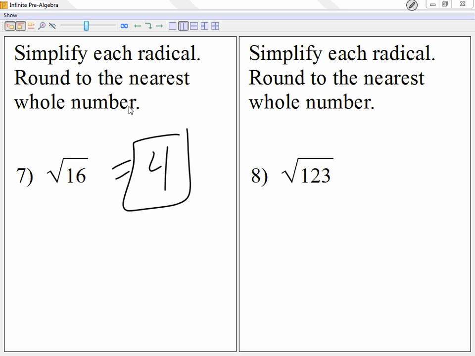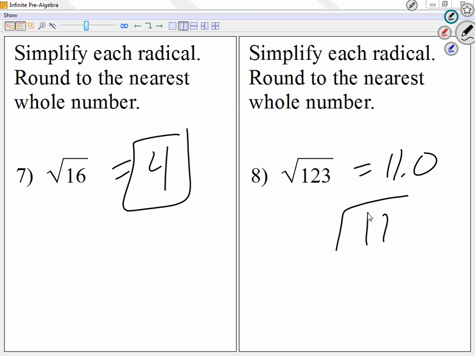So now, let's take a look at question number 8. The square root of 123. When I type that in the calculator, I get 11.0. There's some more numbers after the 0. There's more, but since I'm rounding it to the whole number, I'm only going to look at the first decimal place, which is a 0, which is too small, so I'm going to call this just 11. If it was like 11.5, then I would have called it 12. And so again, I'm rounding to the nearest whole number, so I do take a look at the first decimal place to see if I round up or I ignore the number.